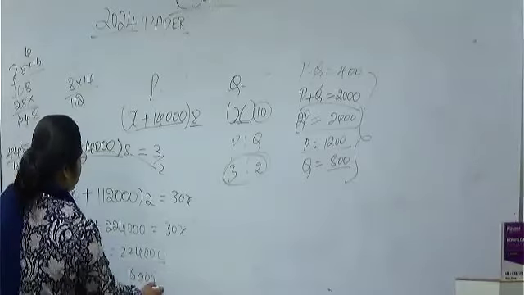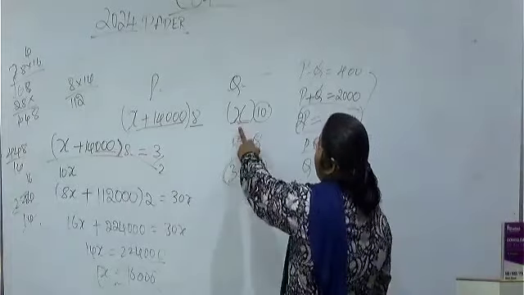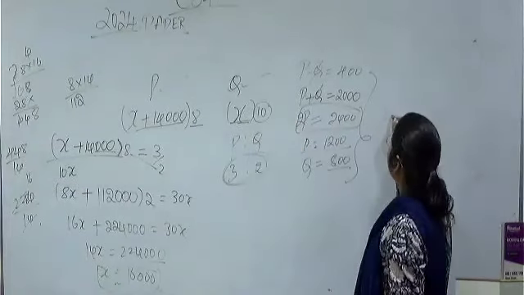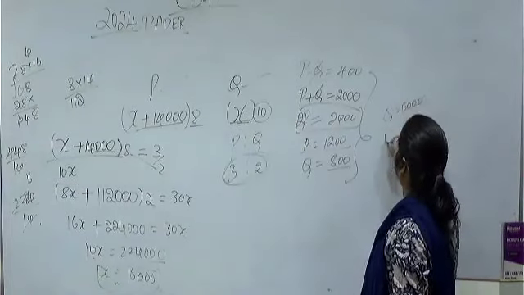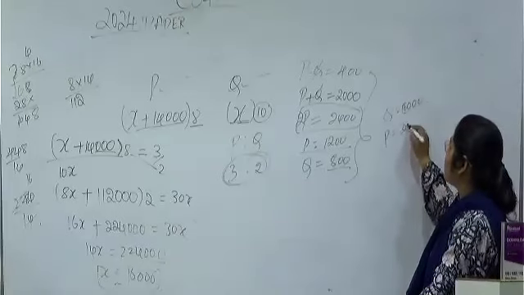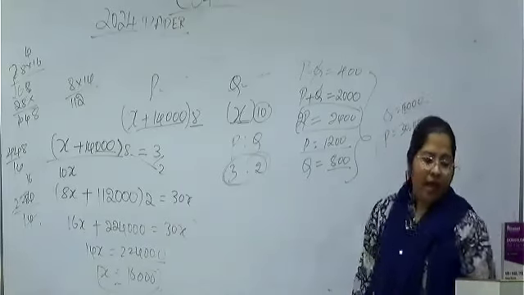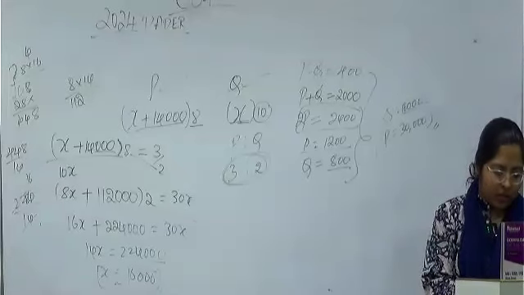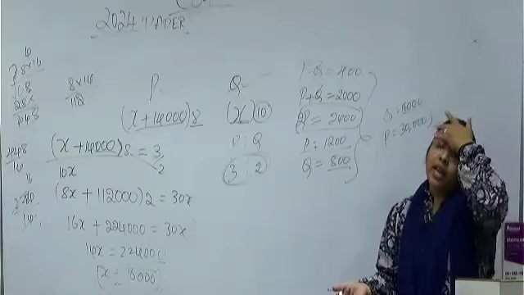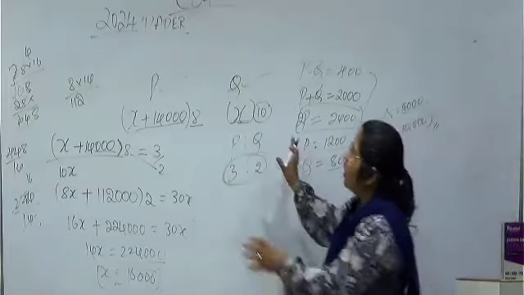There are a number of ways, but when x value is 16, that is whose value? Q's value. If Q's value is 16, what will be P's value? 14,000 more. Add 14,000 to 16,000, 30,000. Is there any option? Okay. What was the question? What is the capital contributed by P? Capital means investment. What was the investment of P? That is 30,000. Only this thing you should know.